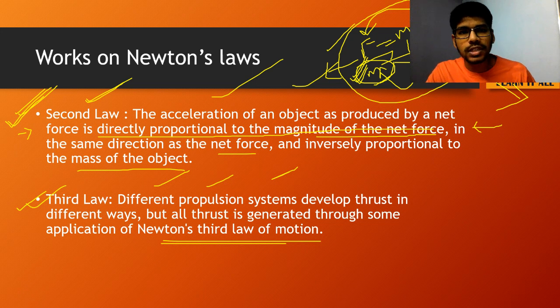There are different propulsion systems which develop the thrust in different ways. We have the propeller, which is a very basic thing, the scramjet, the ramjet, and the turbojet. When you look at the application of each propulsion system, it is totally different. They work on different principles, but one of the basic principles on which they all work is Newton's third law.